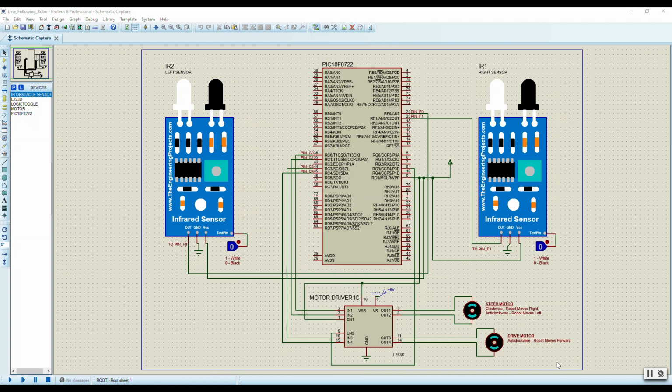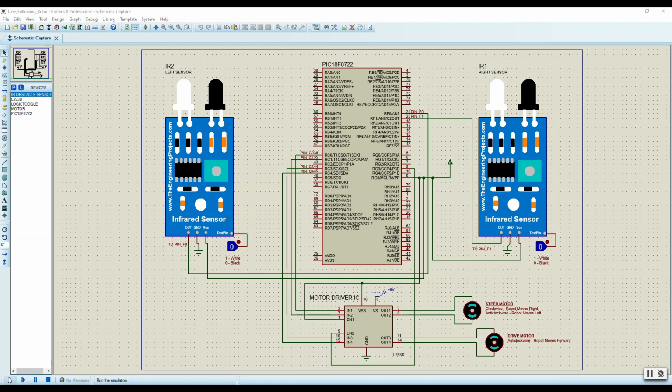Now, as we cannot have white lines and black lines in the simulation software, we are going to supply a logic high and a logic low using this toggle here in order to send out a signal to the microcontroller which depicts the sensor detecting a black line or a white line. So we are going to use a logic high for white and a logic low for black for when the sensor detects a black line or a white line.